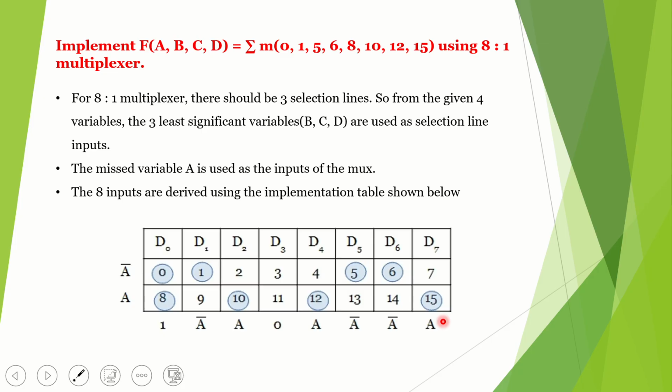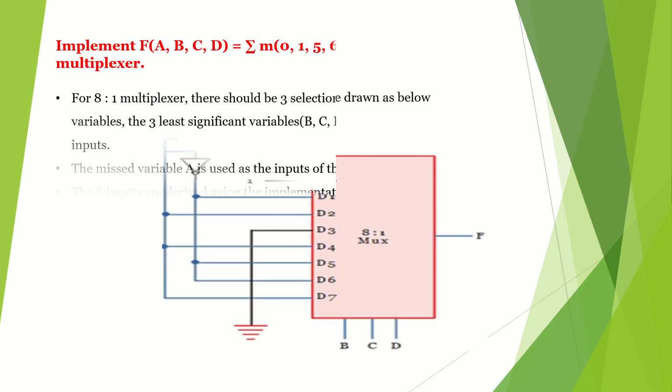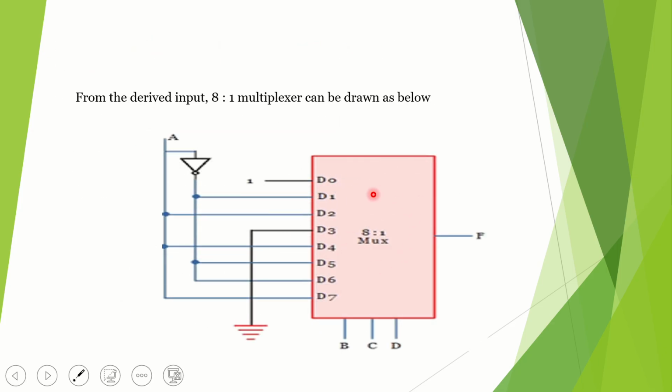Next we have to do the logic circuit implementation. So we have 8 inputs. So for 8 inputs we need 3 selection lines. So 8 cross 1 mux. So for the 8 cross 1 mux we need 3 selection lines. So the 3 selection lines are B, C, D. So what we missed is the A variable. So the A variable is implemented here.